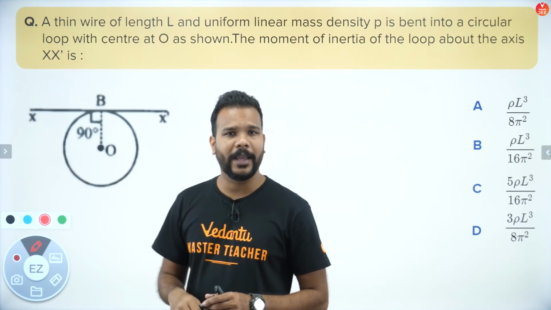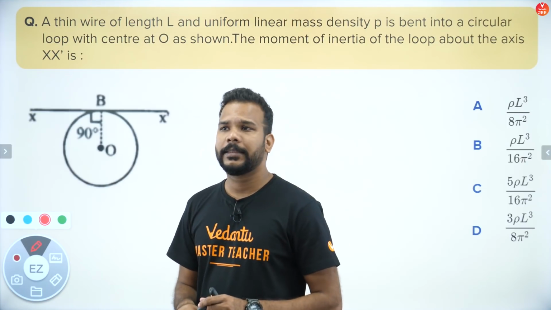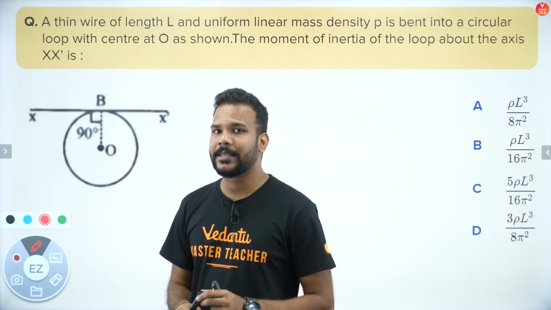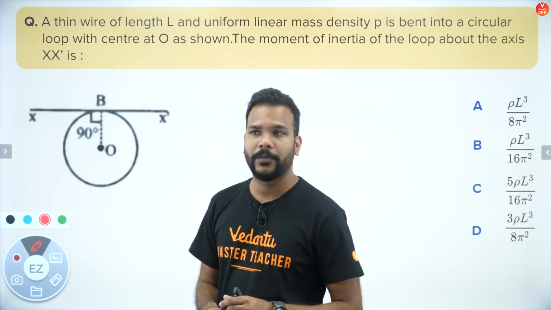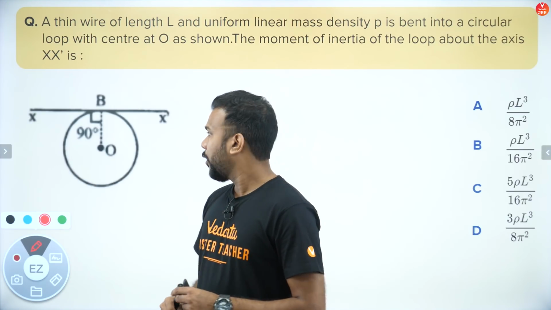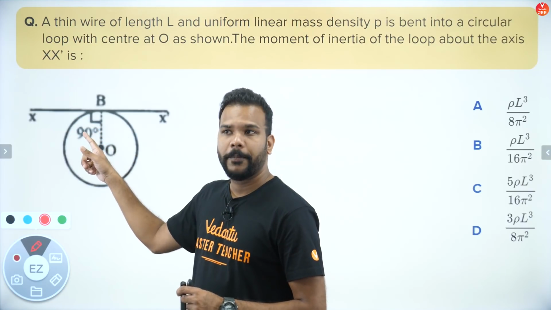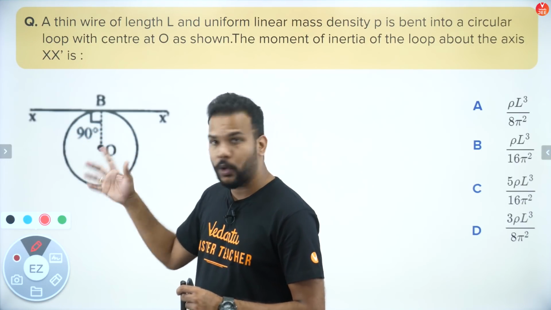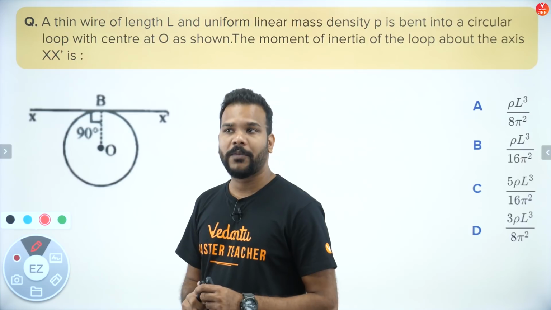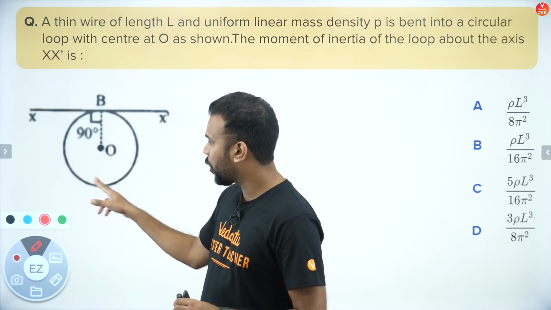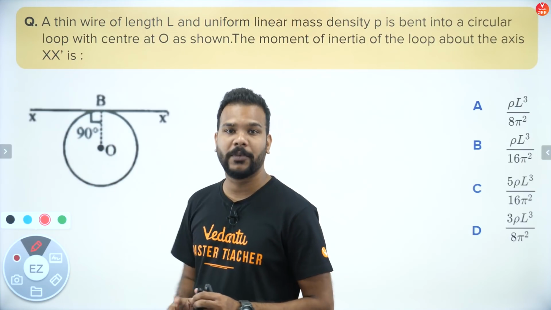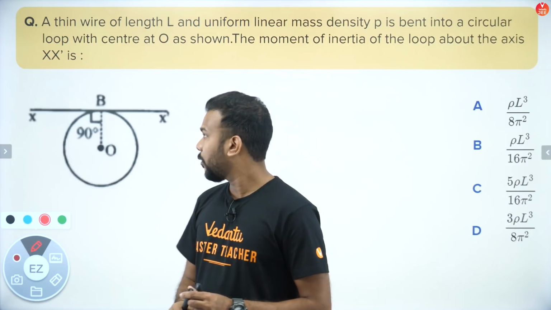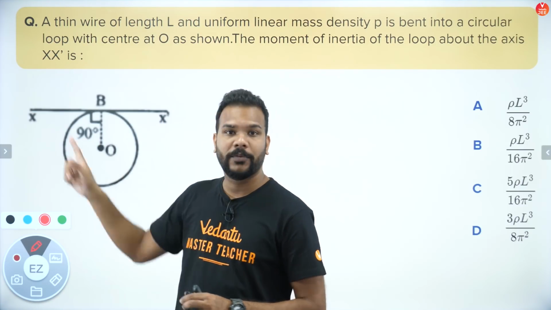Say that's the kind of wire we had, whose mass is not given to us, but linear mass density is given and length is given, so we can find out the value of the mass as well. And now it has been converted into the loop whose center is at O, radius has also not been given. What we have to find out is the moment of inertia of this loop which has been formed, that means a ring, and the axis of rotation is one of the tangents.